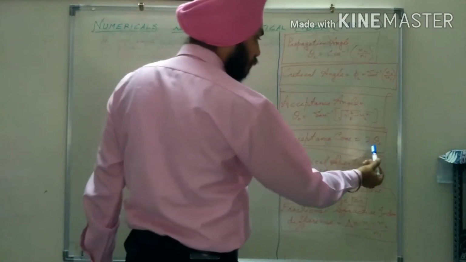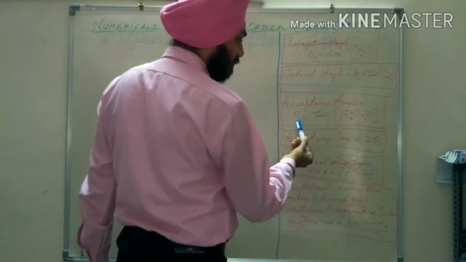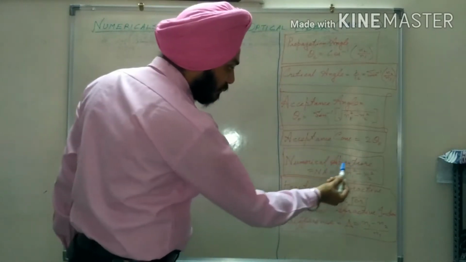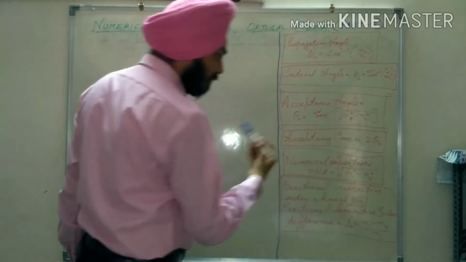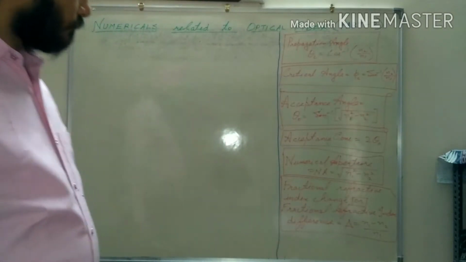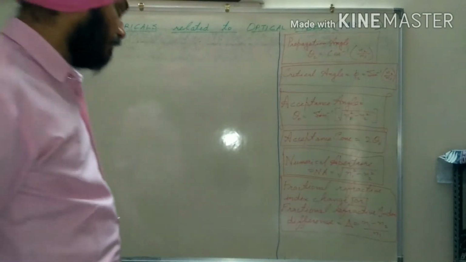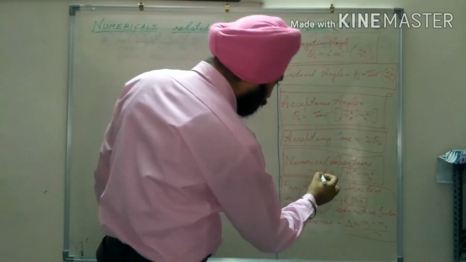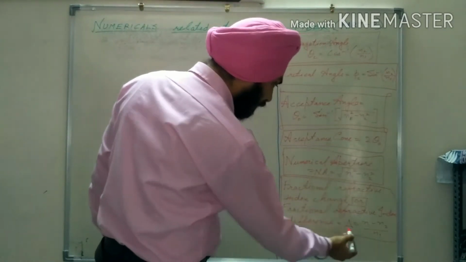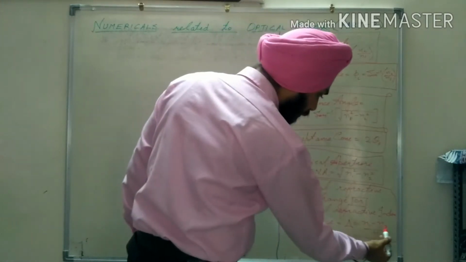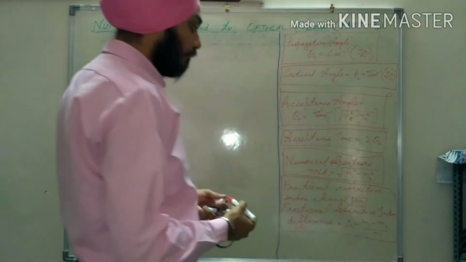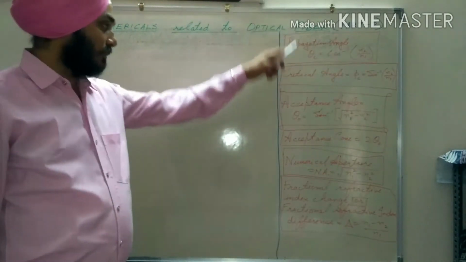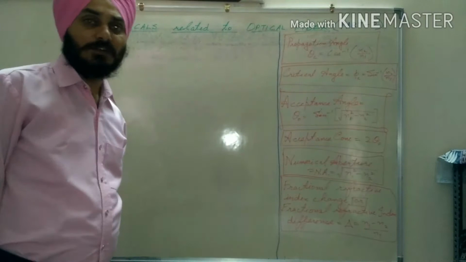Acceptance cone is 2 times acceptance angle, that is theta naught. Numerical aperture is given by root n1 square minus n2 square, and it's denoted by NA. Next is fractional refractive index change or fractional refractive index difference, denoted by delta, that is equal to n1 minus n2 upon n1, or 1 minus n2 by n1, right? So we will continue with the numericals related to these formulas one by one.